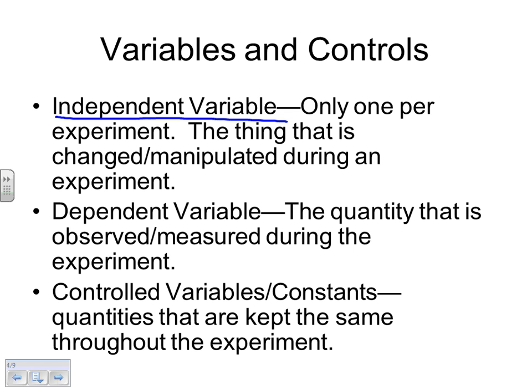So what's the independent variable? What's the thing they were changing, the thing they were testing, the thing they were manipulating? The salt, the amount of salt. And what were they measuring that changed because of that?